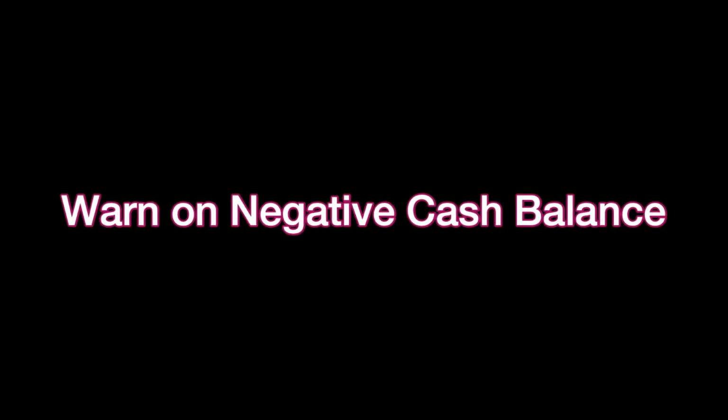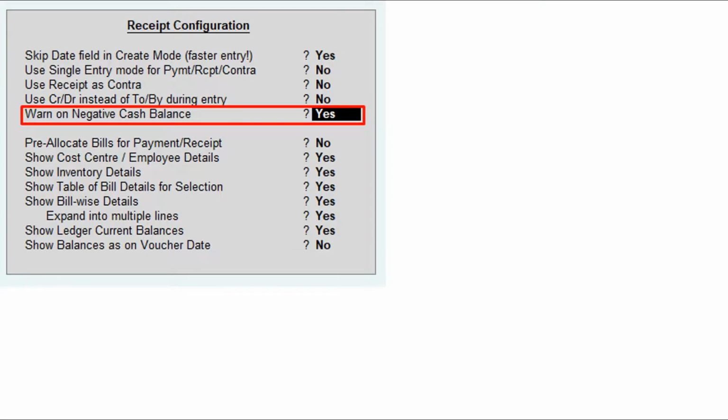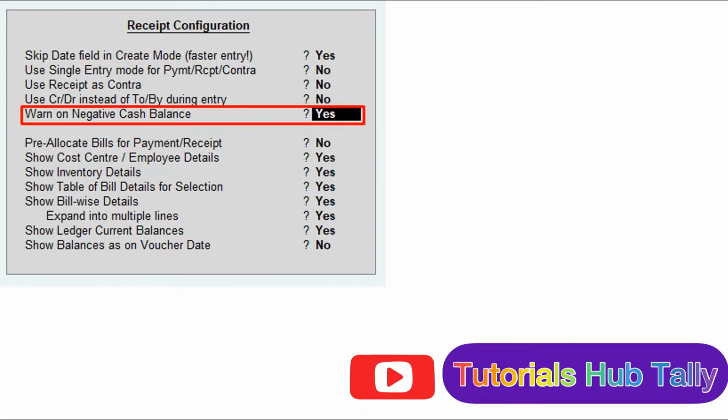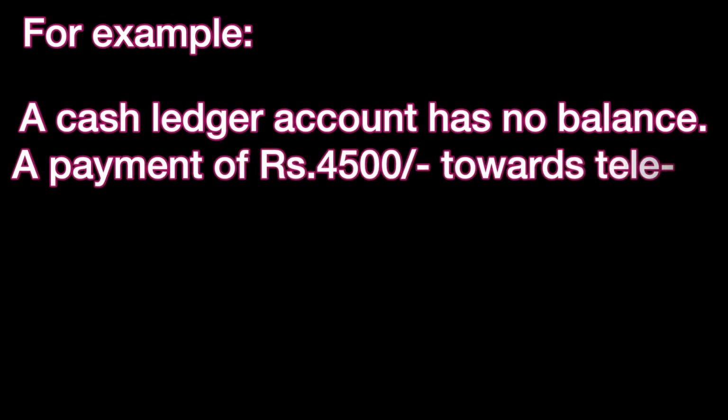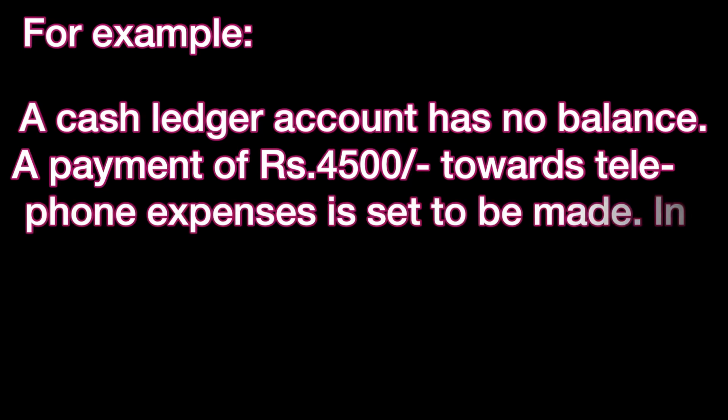Warn on negative cash balance. Tally.ERP 9 displays a warning if the cash balance is nil, when "Warn on negative cash balance" is set to Yes in the payment configuration. For example, a cash ledger account has no balance. A payment of rupees 4,500 towards telephone expenses is said to be made.